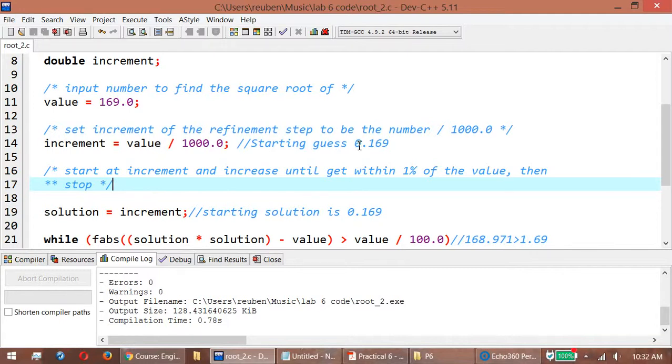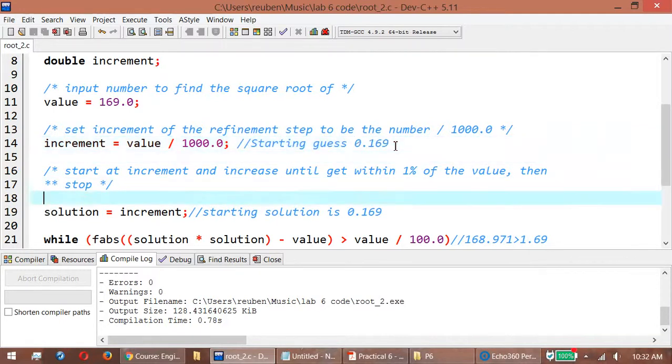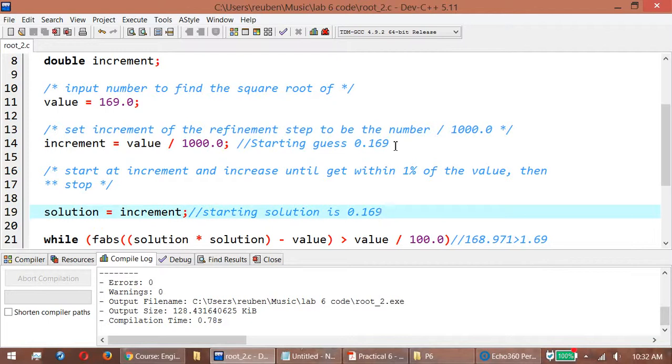Okay, we start at 0.169. How do we get 0.169? The value that we are trying to guess the square root of, we divide it by 1000. So 169 divided by 1000 is 0.169. Alright, so we said that 0.169 is a starting solution or starting guess.